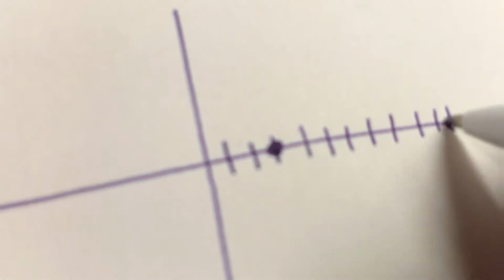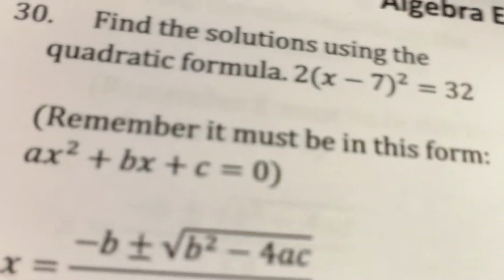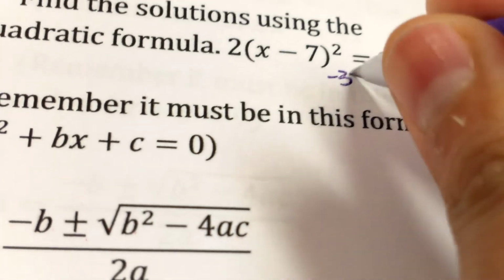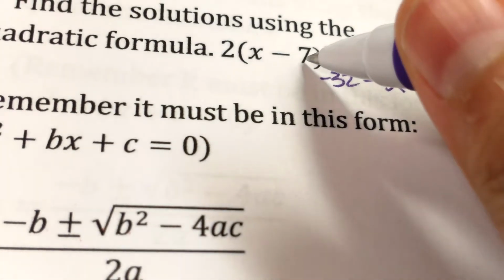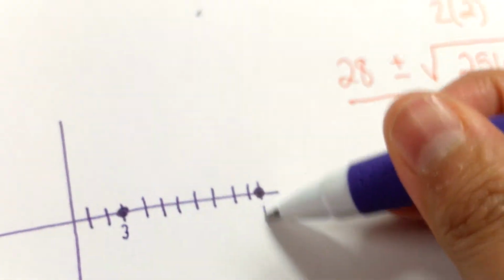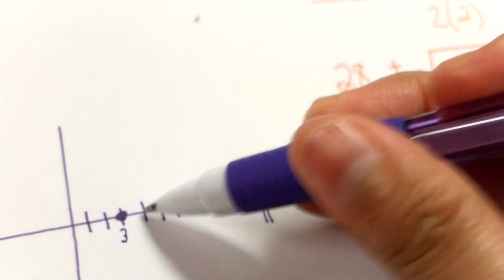So if I were to graph here, at 3, it would cross, and at 11, it would cross. Here, my vertex was actually, if we would have to make it equal to 0, so we would do minus 32, and we would have 7. Remember, we get the opposite sign. 7, negative 32. So your vertex would be in the middle, because that's your 3, that's your 11.